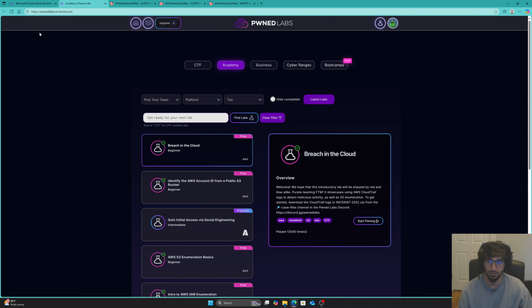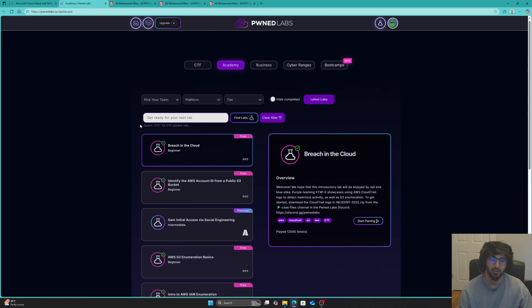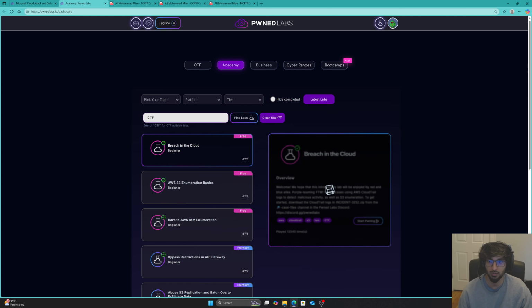The best way to explain the structure is that when you sign up, they first give you the week one learning path, which will have 3 to 5 labs for you to do. If you think you're going to have difficulties with the labs, don't worry. The labs aren't like Hack The Box where you have to take a CTF approach. You could take that. All you have to write over here is CTF, and it will give you CTF suitable labs.